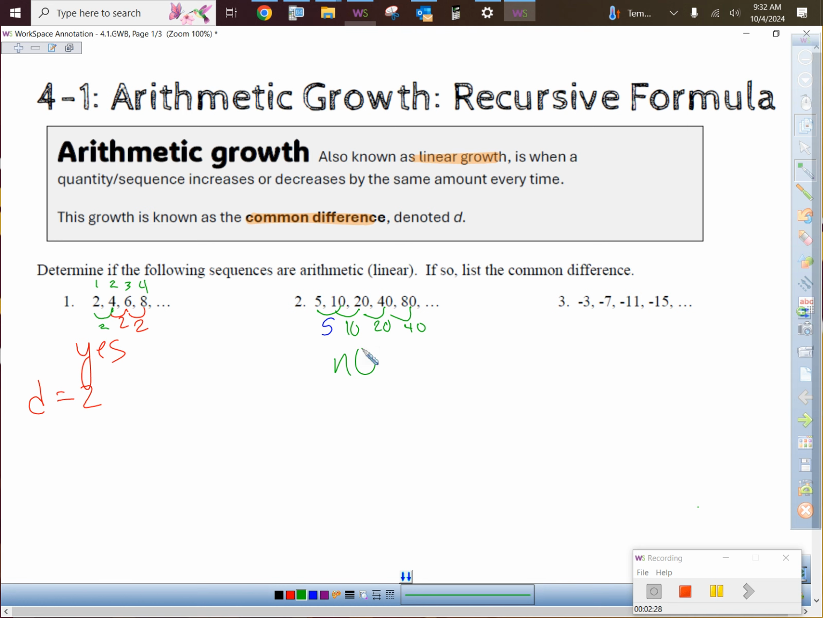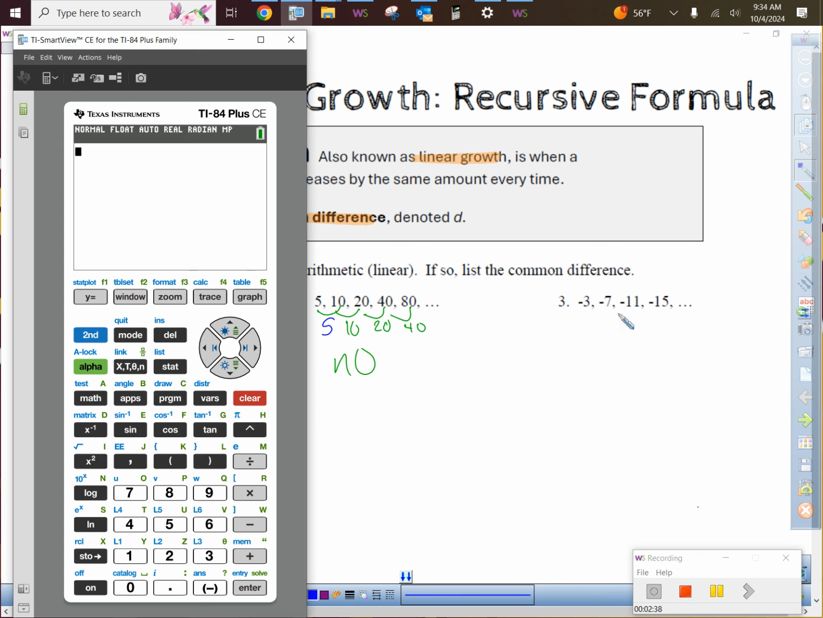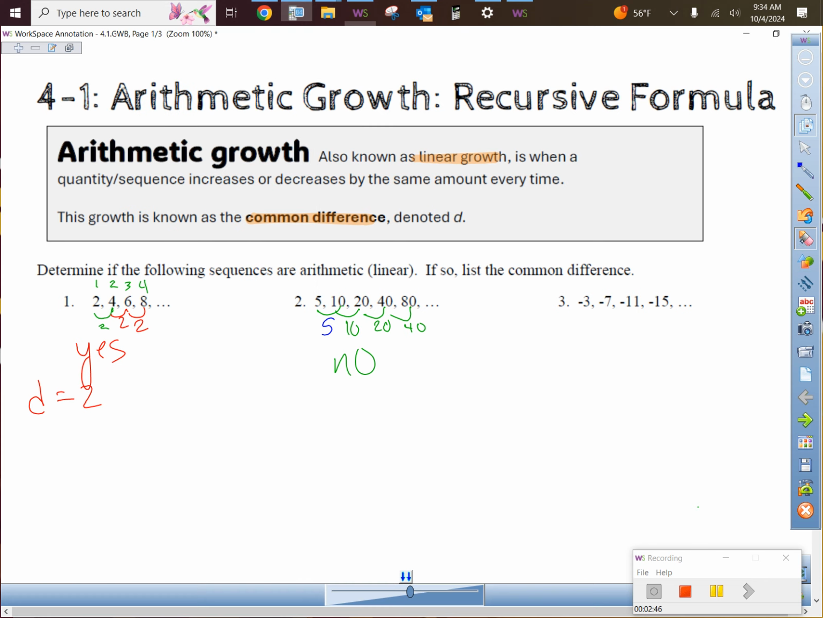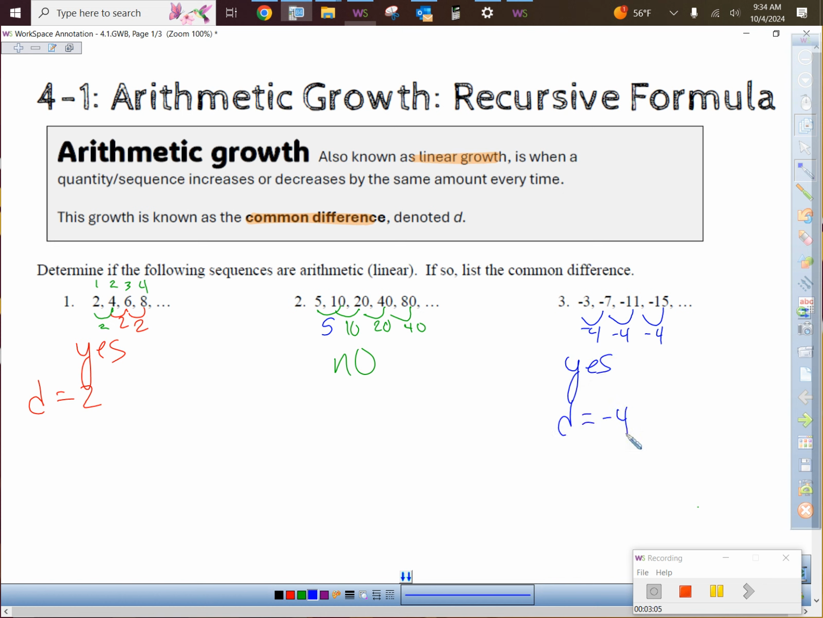So then here's the weird one. If I do negative 7 minus the first guy, which is a negative 3, a minus a minus becomes a plus. How do you feel about this going down by 4? And then if I do that again, negative 11 minus a minus 7, it went down by 4. And then if I do that again, it went down by 4. Is that arithmetic? Yes or no? Yes. The common difference is negative 4, meaning they weren't actually going up by 4 every time. They were going down by 4. That's all we're looking for today. Is it the same amount every time?